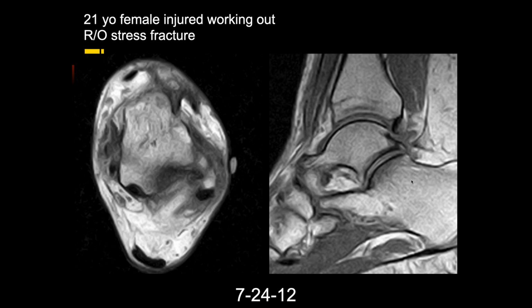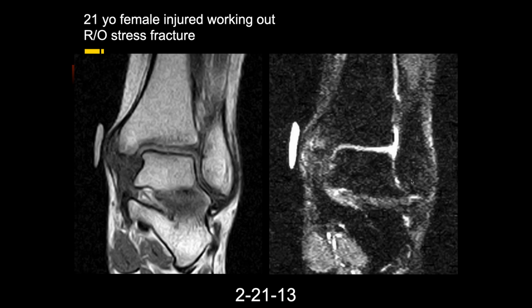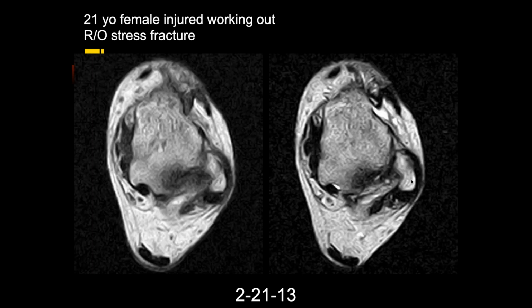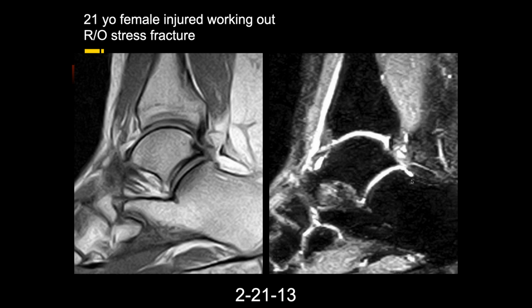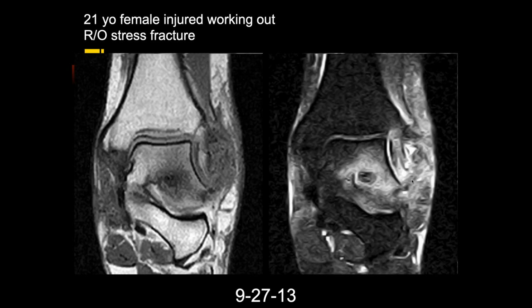So this is on 7/24/2012. Here's on 2/21/2013. So she continues to have pain here along the medial malleolus, and there's still edema. This would make me concerned about an injury of the deltoid ligament, or not sure if there's a ununited ossific fragment along the medial malleolus. I didn't see one, but. So they still had pain, and then they had surgery. Okay.